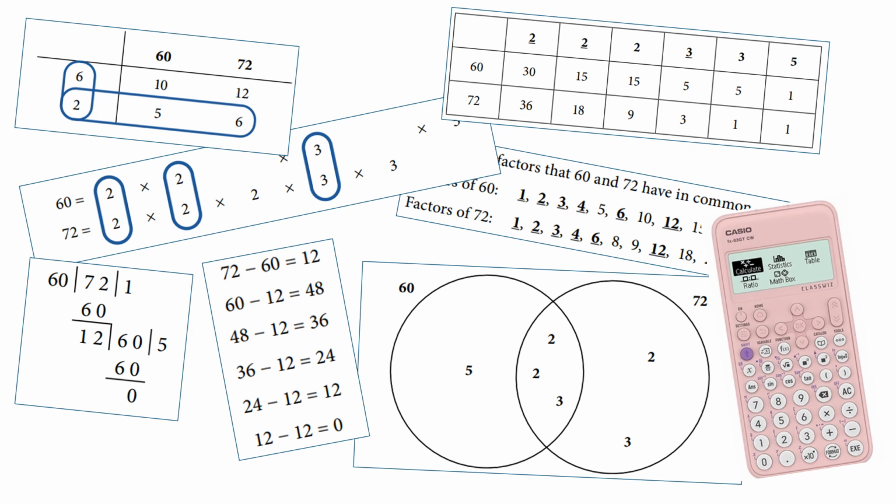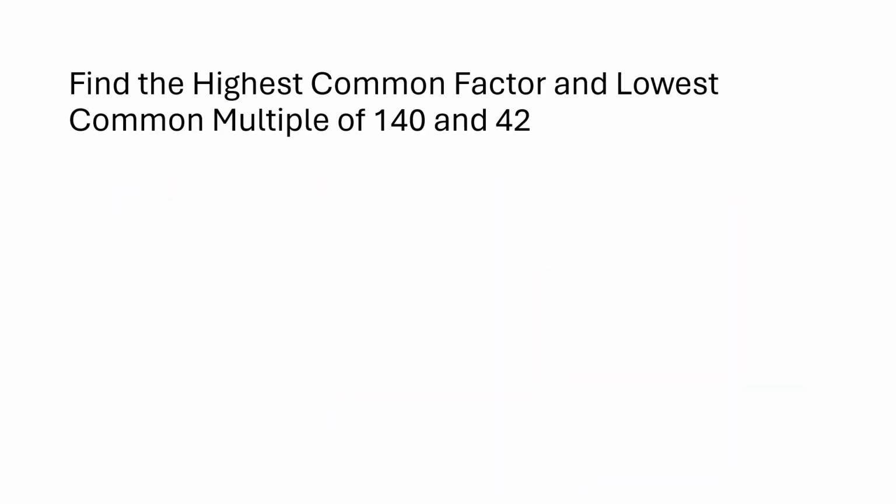Of course it does. And also I want to show you how great it is for some sort of problem solving questions as well. So we'll start with a nice simple example here. We'll look at the highest common factor and lowest common multiple of 140 and 42. Now I tell students to start by setting up a little grid.